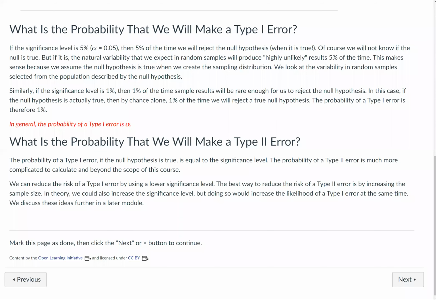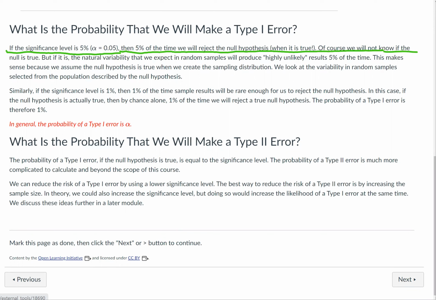Now on this page, we'll focus on how do you know if you've made a type 1 error or a type 2 error, and what's the probability of making each error? If the significance level is 5%, in other words, alpha is 0.05, then 5% of the time we will reject the null hypothesis when it is true.